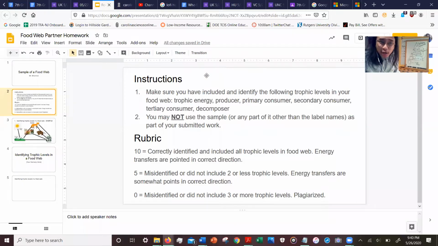Your goal for tonight's homework is, with a partner or by yourself, create your own food web using the different trophic levels and correctly identifying where energy is flowing. The rubric is available here, and you have access to all of this on the Google Stream page.